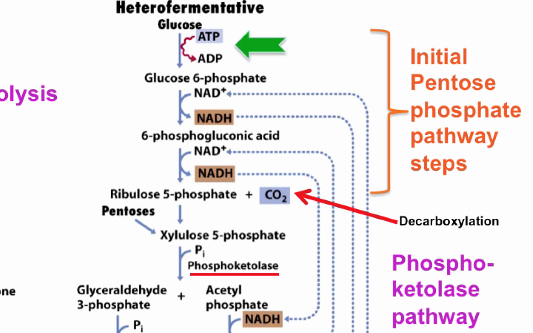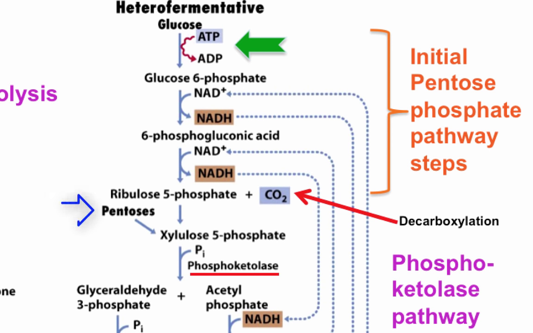As a glucose molecule gets transported across the membrane, it's going to become phosphorylated into glucose 6-phosphate. Now, in the initial step of the pentose phosphate pathway, glucose 6-phosphate is going to donate electrons to NAD+, generating NADH and 6-phosphogluconic acid. Now, 6-phosphogluconic acid is going to donate electrons to NAD+ to generate NADH and ribulose 5-phosphate, and there's also going to be a decarboxylation event that goes from a 6-carbon molecule to a 5-carbon sugar and a CO2 molecule.